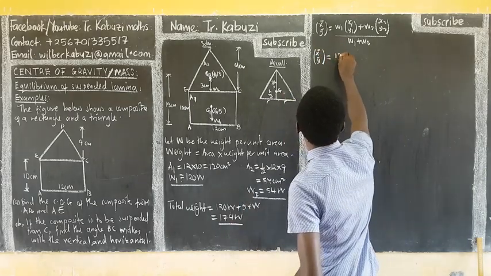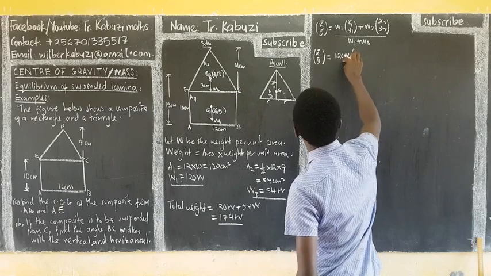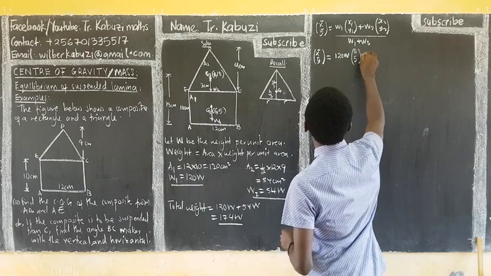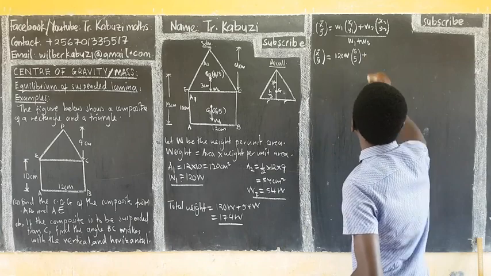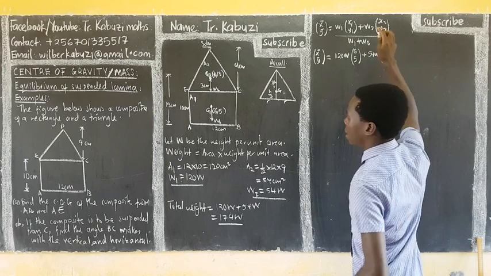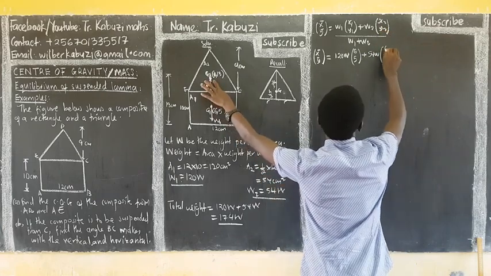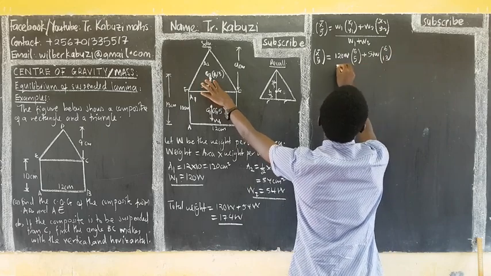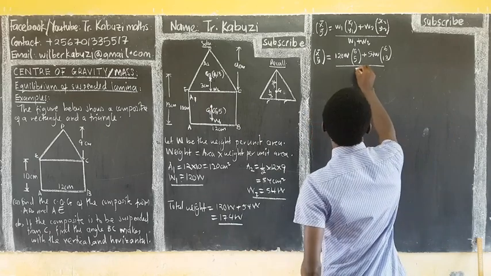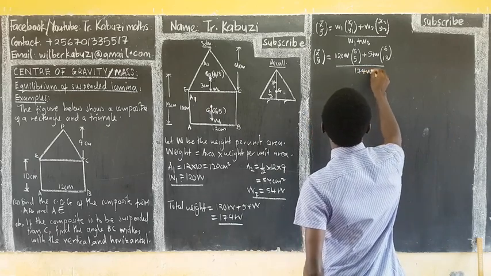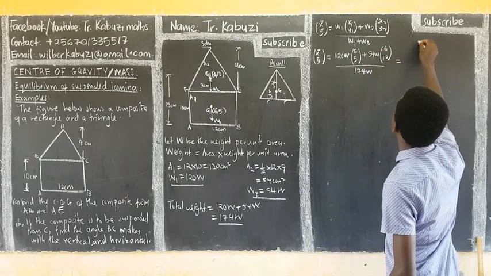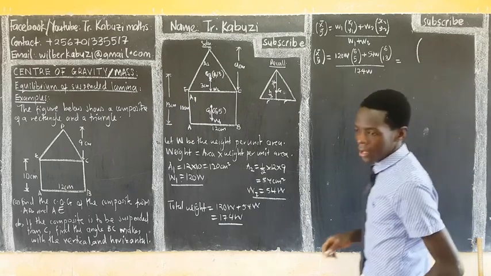So from here, my X bar, Y bar is going to be my first weight, weight 1 is 120 W into, where is this weight acting? It's acting at 6.5. Then plus my W2, which is 54 W acting at, where is W2 acting? It's acting at 6, 13. Then the whole over the sum of these two. When we add these two weights, we got 174 W, and this W is common, which you can easily cancel. And then you simplify this on the calculator.